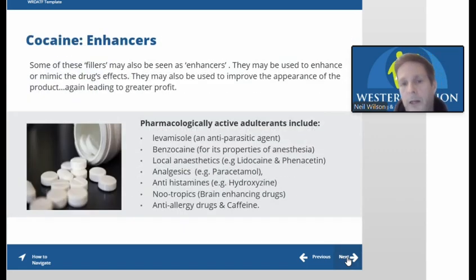It's also likely that other products are added which themselves have an effect on the body, either similar or fairly similar to the effects of cocaine. For example, anesthetics that are used in the dental laboratories could well be used, and there's a whole vast range, as we can see there, of different products that can be put into cocaine, which people may or may not realize is actually going into the product that they're purchasing.